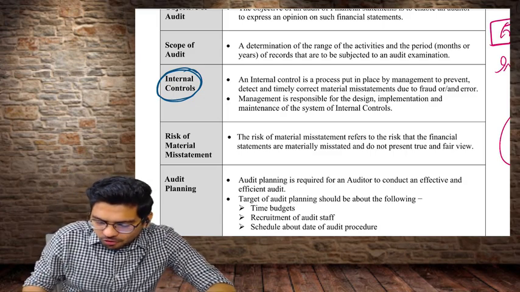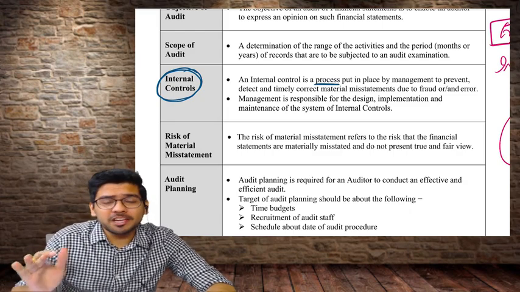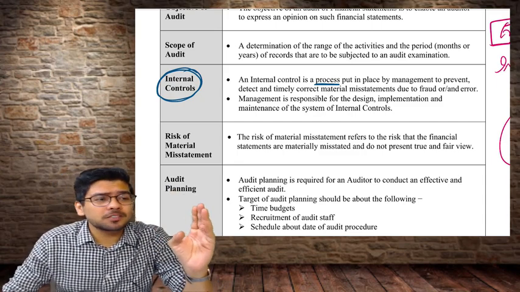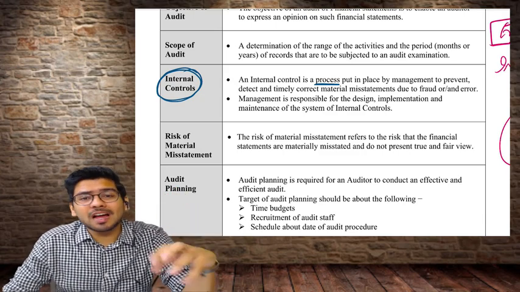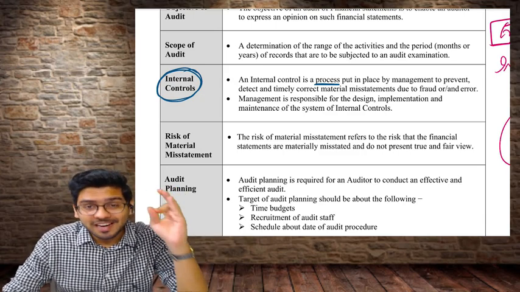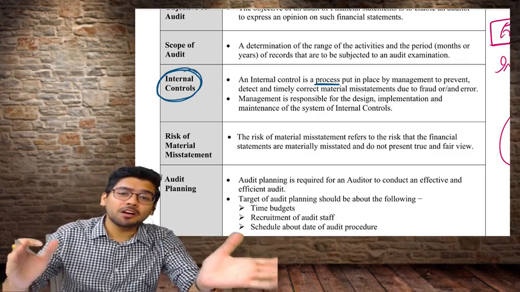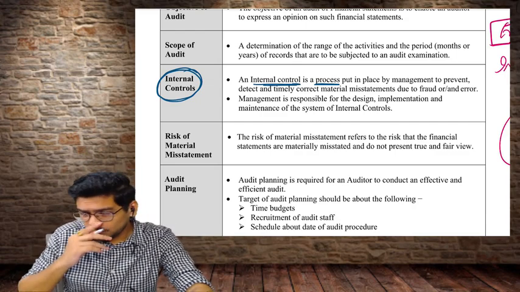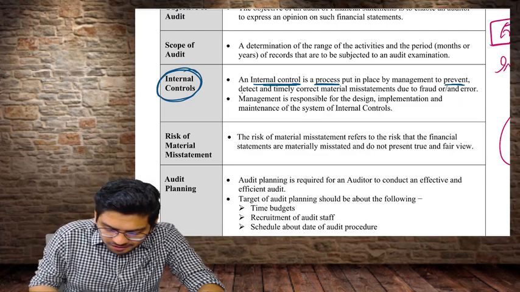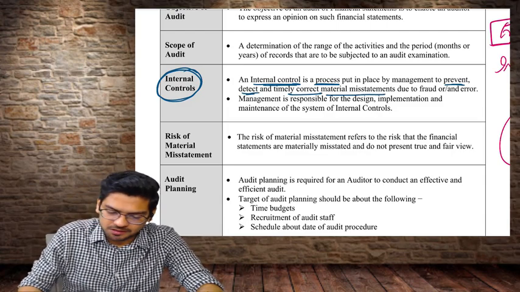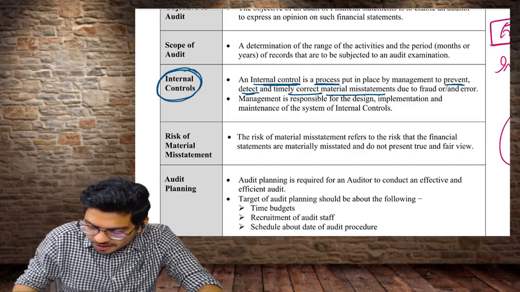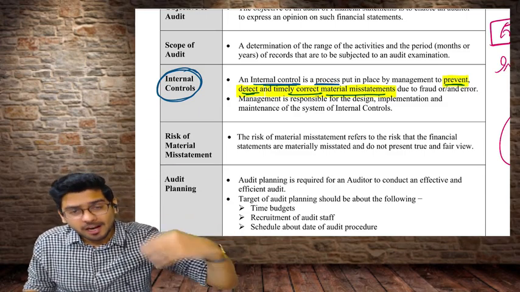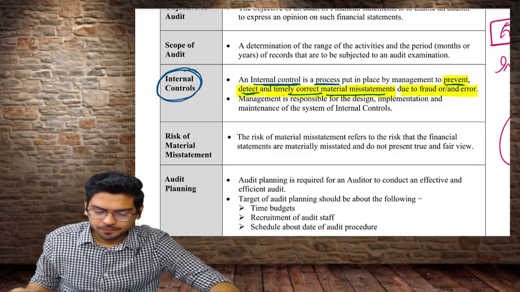It says internal control is a process put in place by the management. Please remember, any controls in the organization are put in by the management. The design, the implementation and the maintenance of internal controls is the responsibility of management. Why do they place internal controls in the organization? To prevent, detect and timely correct material misstatements. Material misstatements we have just covered, and you all know that misstatements arise either due to fraud or error.